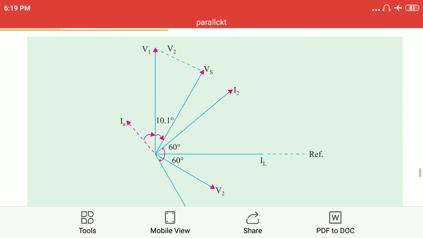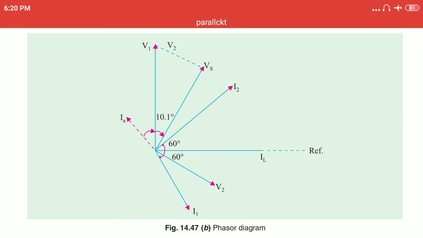So the problem is over. Next we will continue after that.